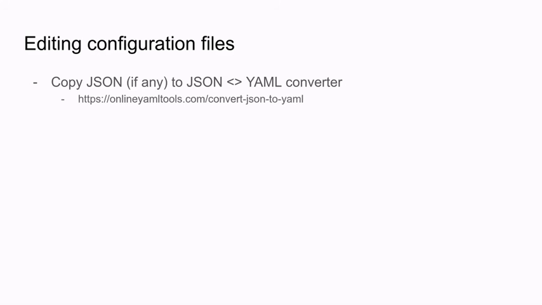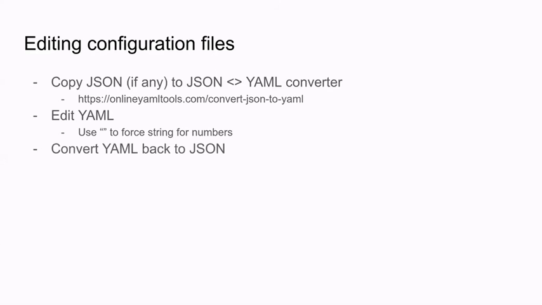Copy it to a JSON to YAML converter. This can be your first step. Now you have a YAML file, and you can edit the YAML file. That's much easier than editing a JSON file. Once you have edited your file, you can convert it back to JSON using a YAML to JSON converter.